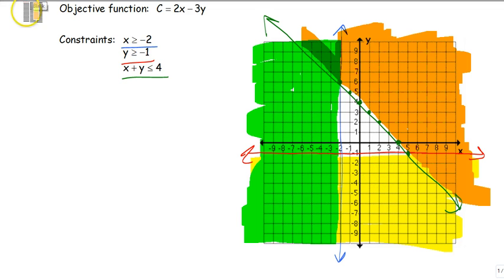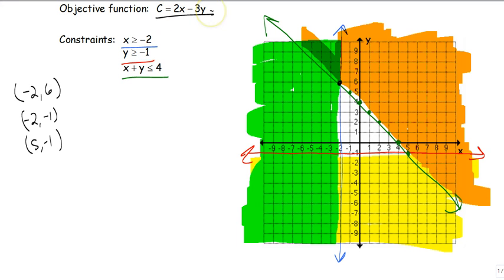So we need to get our points from this graph to test where the min and max are. So I have these 3 points. I have the point -2, 6, and then hopefully you guys can see that these are clearly the points. -2, 6. I have the point -2, -1, and I have the point 5, -1. Okay, so now we have those points, and we want to use our objective function to solve that.